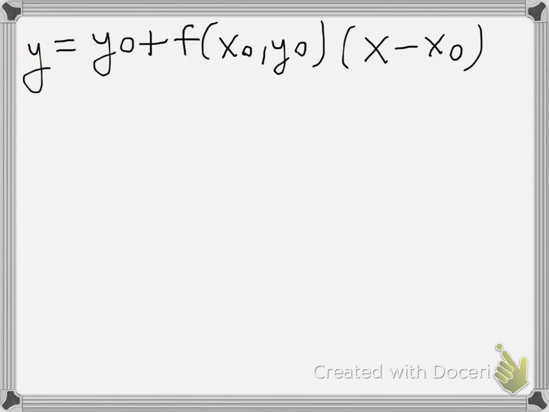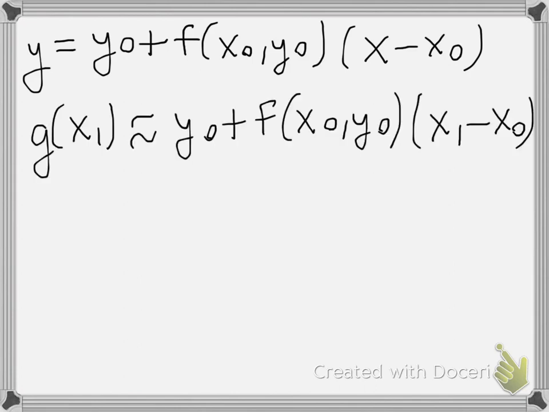So if we look at a value of x1 near our value x naught, we get the approximation that g of x1 is approximately our value y naught plus f of x naught, y naught times x1 minus x naught. And these are all quantities that we know. So we can estimate the value of our unknown solution function for a value of x near our initial value x naught.